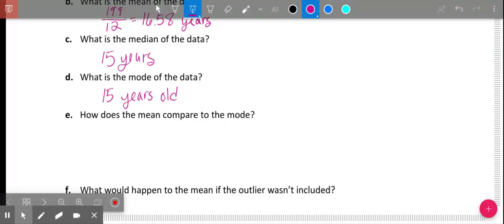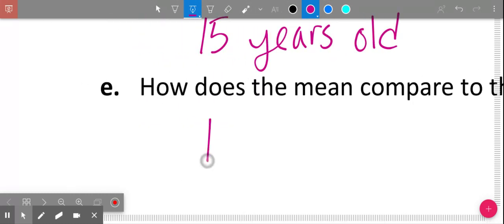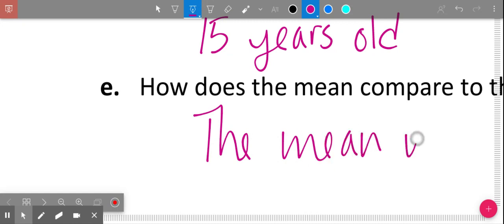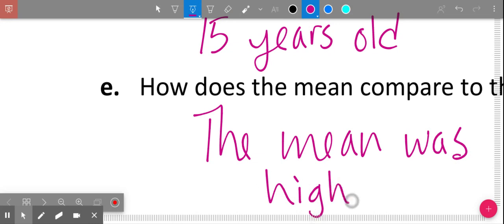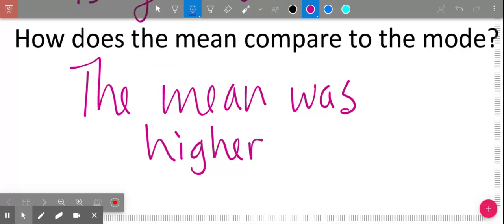Part E says, how does the mean compare to the mode? Well, obviously we looked at this. The mean was 16.58 and the mode was 15, so we're going to say the mean was higher than the mode.